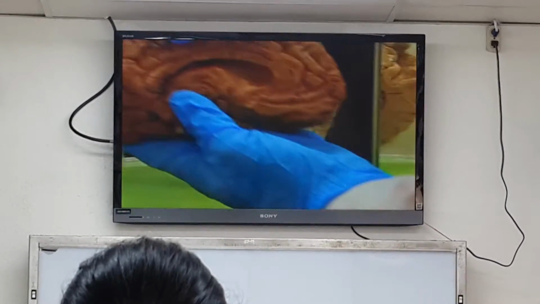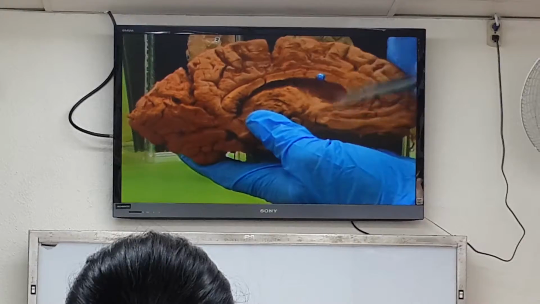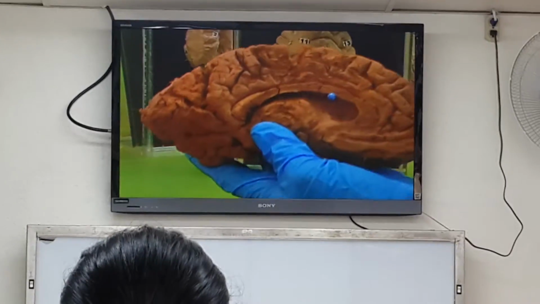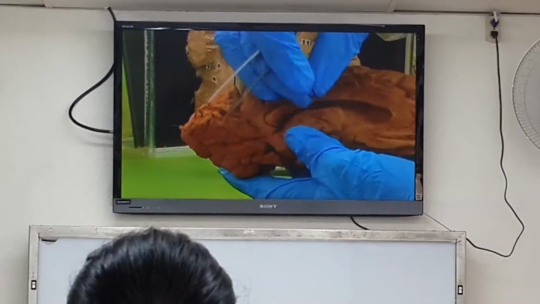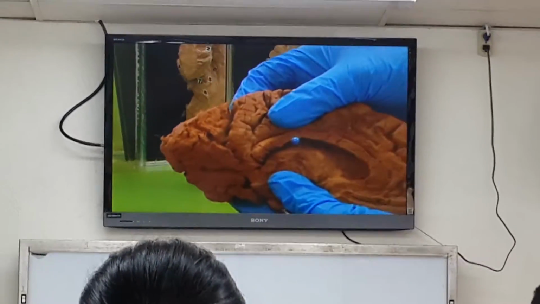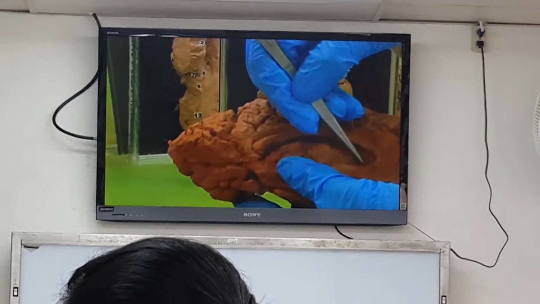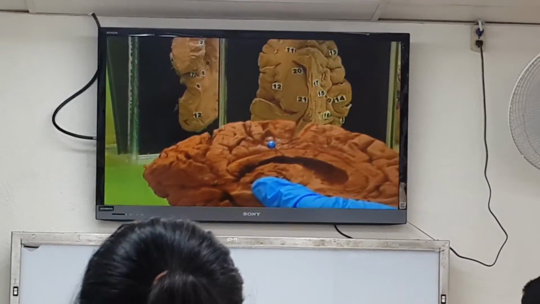You have seen this before. This is the anterior horn, where the rostrum is below and the genu is there. Then this is the central part of the lateral ventricle above the thalamus. So the anterior horn will continue back to the central part.